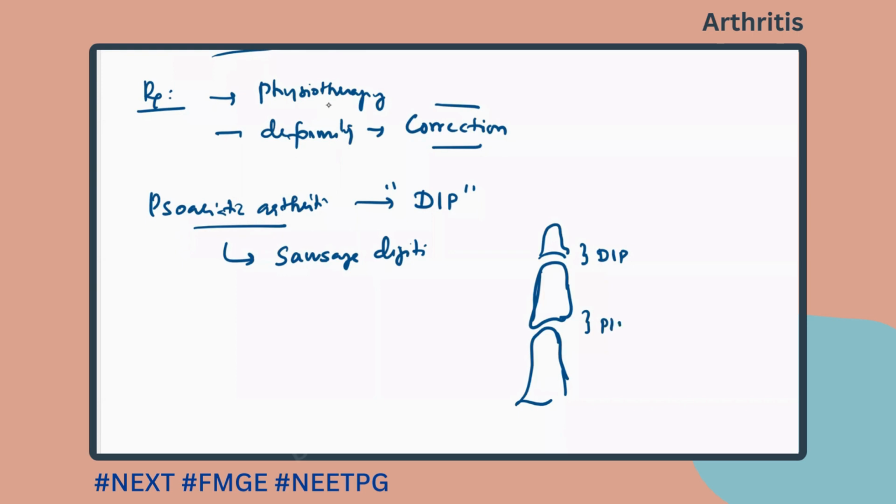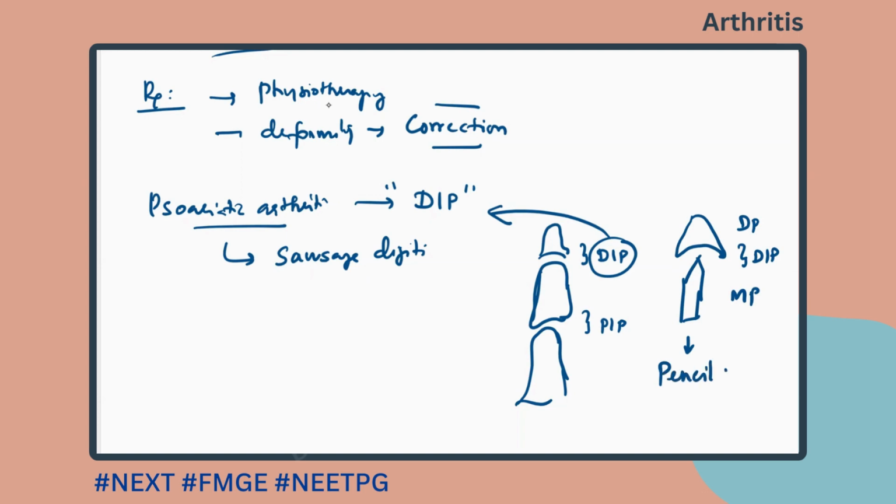This joint is called the proximal interphalangeal joint. The distal interphalangeal joint is most commonly affected in psoriatic arthritis. So it results in a deformity like this. This will be the distal phalanx, this will be the middle phalanx, and this will be the distal interphalangeal joint, which has got destroyed. This is called pencil in cup deformity. You can see the middle phalanx is sitting like a pencil in a cup.